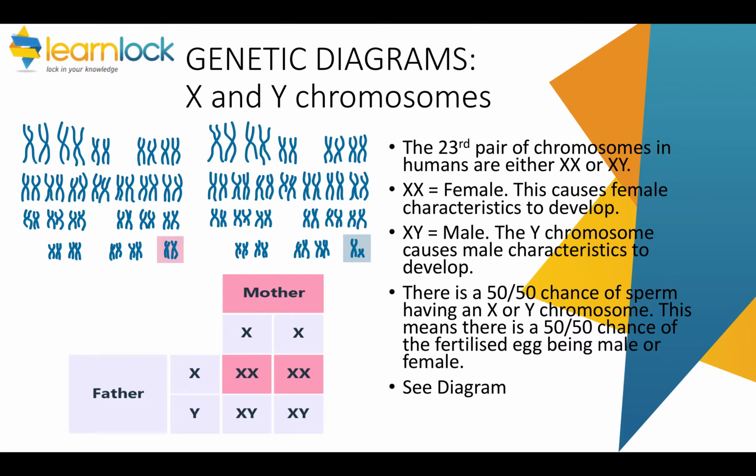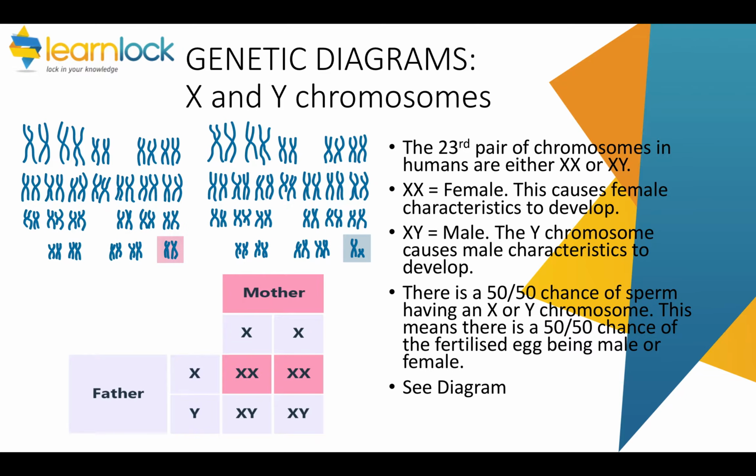In other words, what determines whether a baby will be male or female. Well, this is down to the 23rd pair of chromosomes in the body cells. These are either XX, which means a person would be female, or XY, which means a person would be male. Now, what actually determines what is passed on? In terms of inheritance, in humans, it's down to the sex cells, the sperm and the eggs.